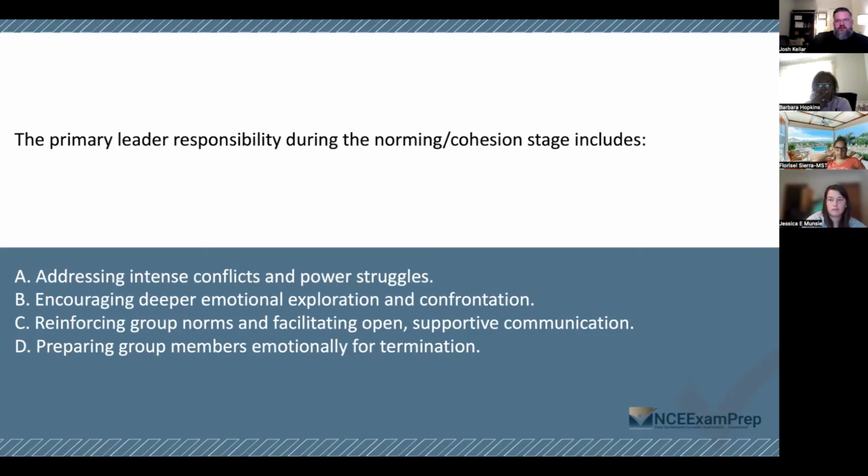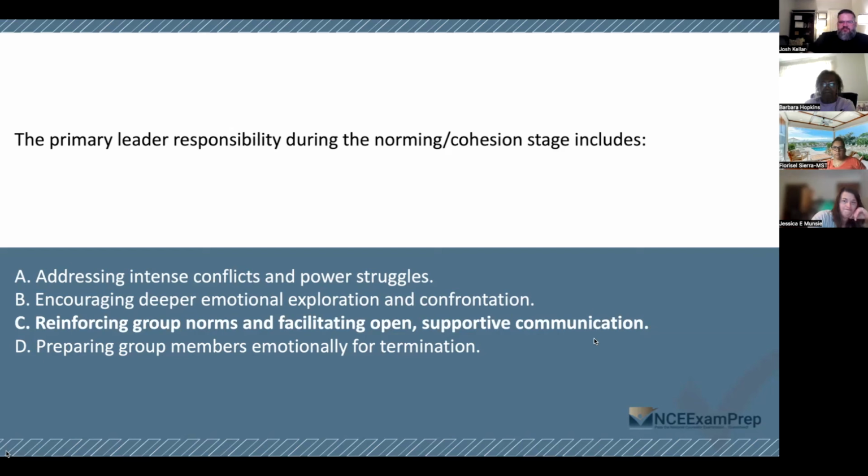Okay. The primary leader responsibility during the norming cohesion stage includes addressing intense conflicts and power struggles, encouraging deeper emotional exploration and confrontation, reinforcing group norms and facilitating open, supportive communication, or preparing group members emotionally for termination. Okay, we're almost evenly split here between B and C. Anybody want to defend why they chose B or C? Anybody? Okay, well, the answer is C.